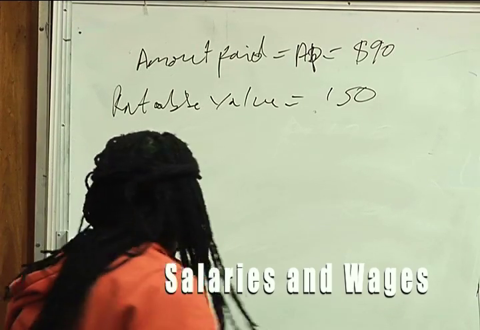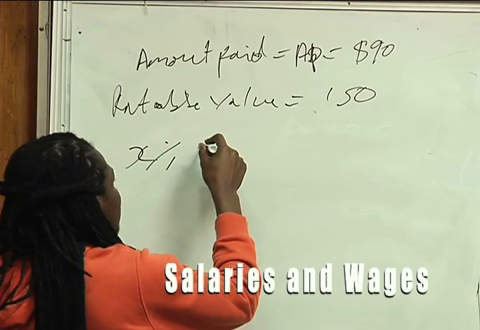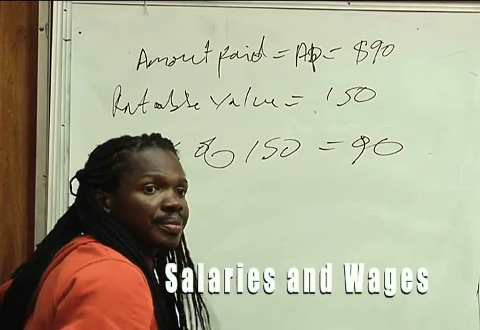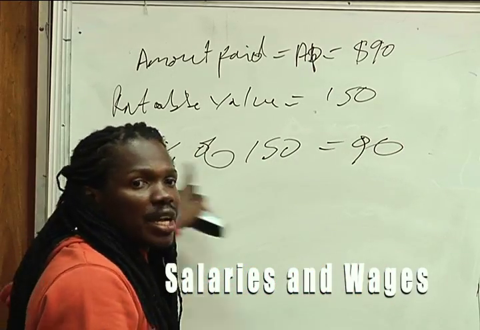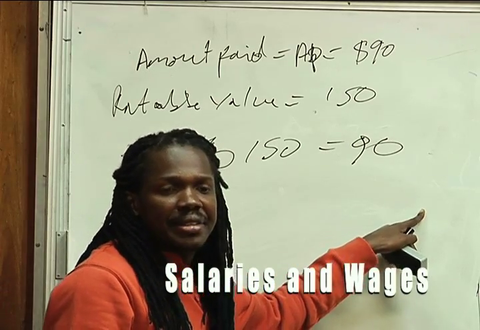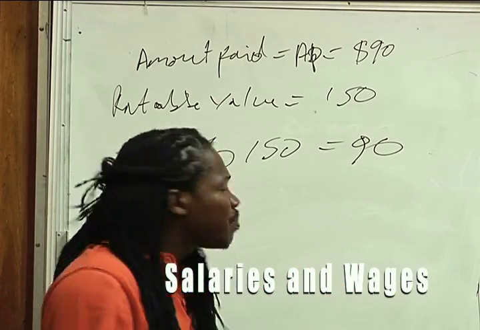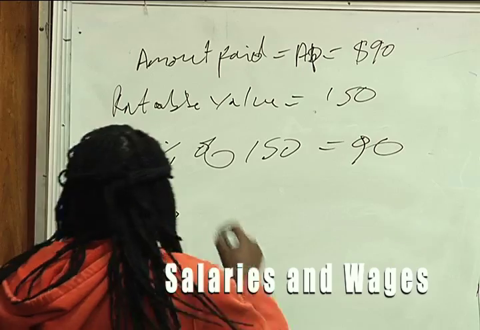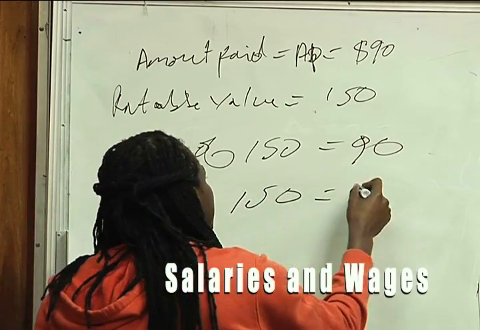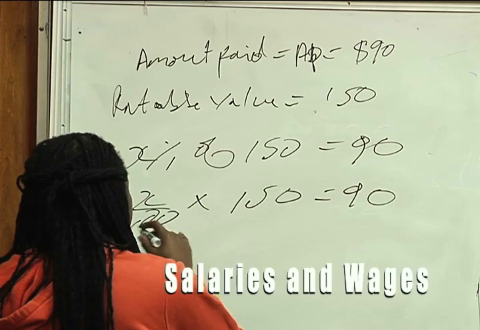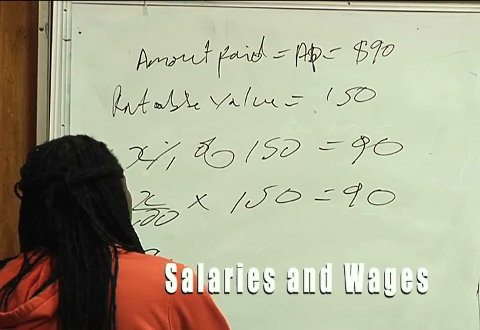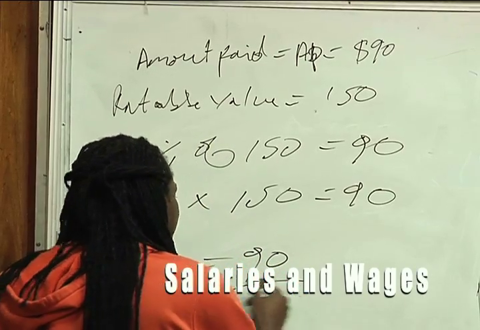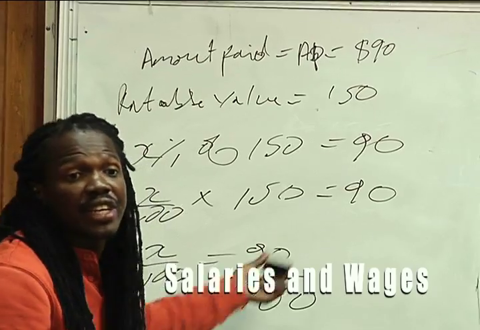So we're saying that x percent of 150 equals 90, because he pays a particular percent on 150 and it gives 90. Simple logic. So that means x over 100, which is x percent, times 150 equals 90. That means x over 100 equals 90 divided by 150, because 150 has the least relationship with x, so you have to get rid of it quickly.